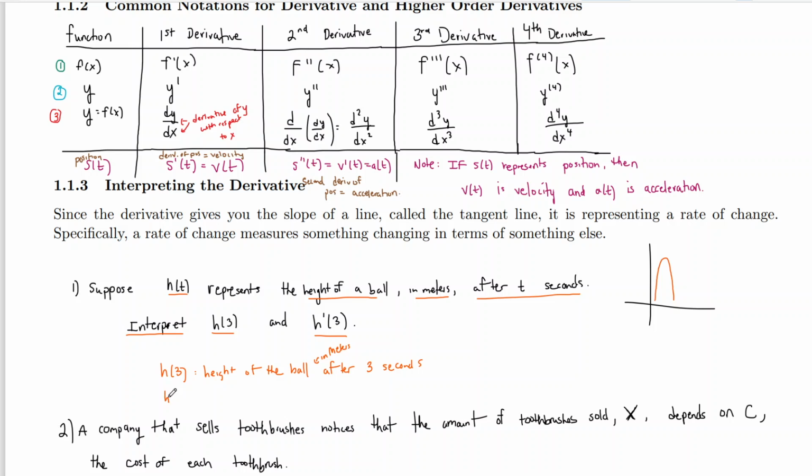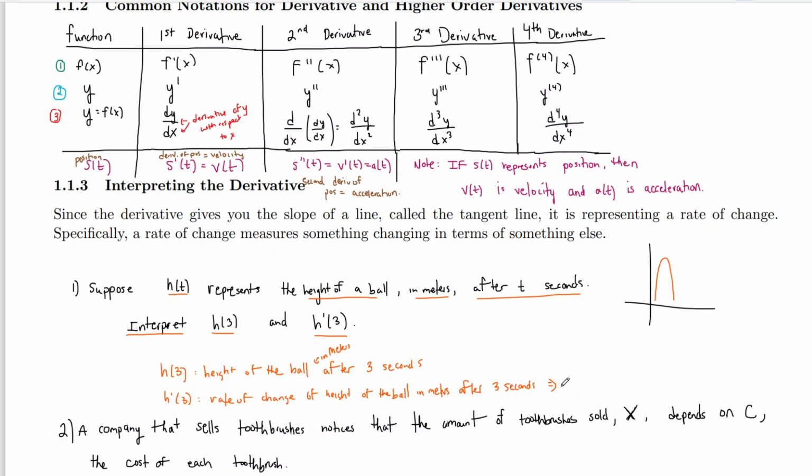Now, what does h prime of 3 represent? It's the rate of change of the height of the ball in meters after 3 seconds. All right, now that doesn't really roll off the tongue well. You could word it like that and just be done with it. But the rate of change just means you're looking at how the height is changing relative to how the time is changing. So the rate of change of the height of the ball is pretty much that.